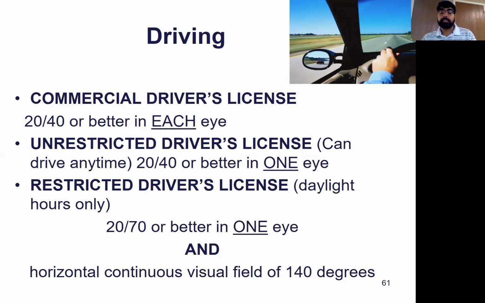A restricted driver's license is daylight hours only. You have to have 20/70 vision or better in one eye, and have a continuous horizontal field of 140 degrees. So if you have a missing piece in the vision, like a big dense visual field loss in the middle of the eye, you may have trouble. Or if you have a constricted field, a narrow field with peripheral vision loss, you also may not be qualified to have a driver's license in New York. And you have to have decent acuity. 20/70 is still classified as low vision, but for daytime driving, it's sufficient, at least in one eye.